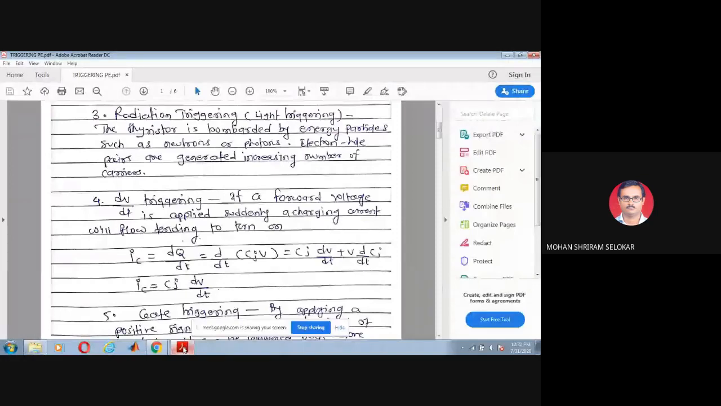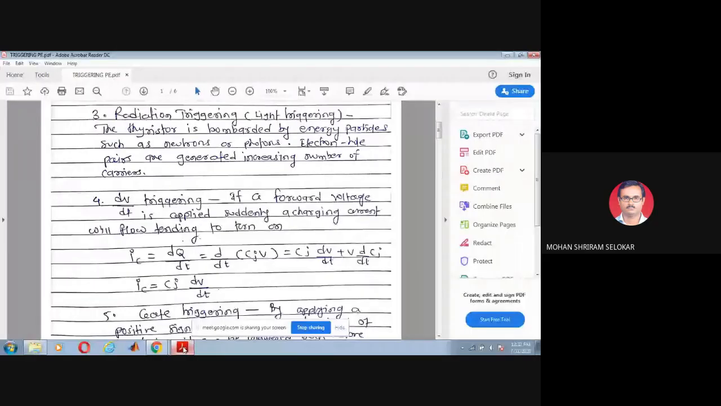So basically what happens here, as you know, junctions J1 and J3 are forward biased and junction J2 is reverse biased. Now, junction J2 can be thought of as a capacitor. Understand? Junction J2 can be thought of as a capacitor with charges across the junction. What happens in a capacitor? What is happening to the capacitor?